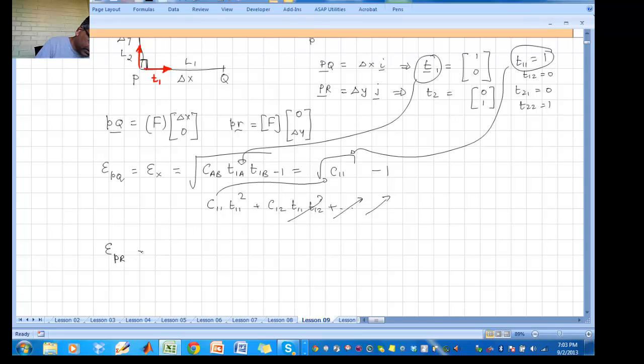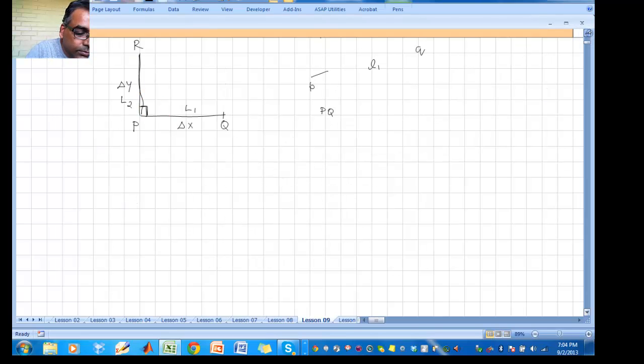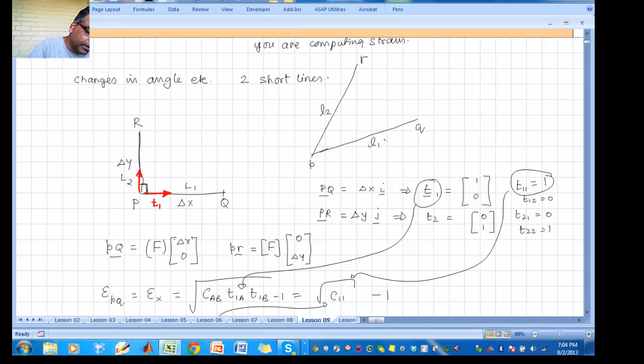Epsilon PR equals epsilon y. By exactly the same reasoning, this will be the square root of CAB T2A T2B minus 1. If you compute this, this is the square root of C22 minus 1. Okay, so we computed this one: the square root of C11 times capital L1 delta x. This one is the square root of C22 delta x. What we are interested in is this angle.